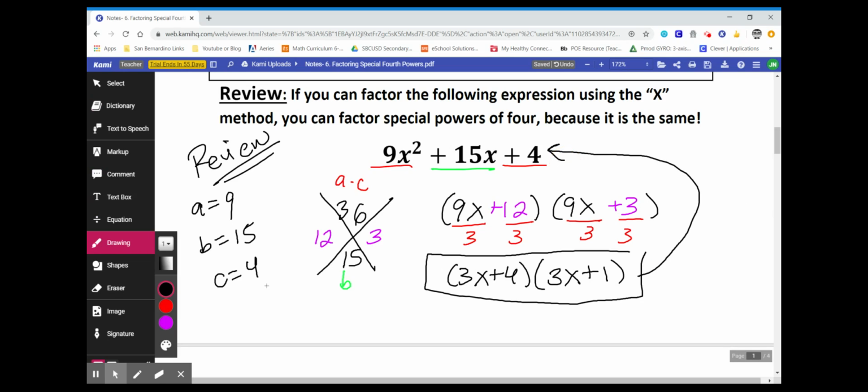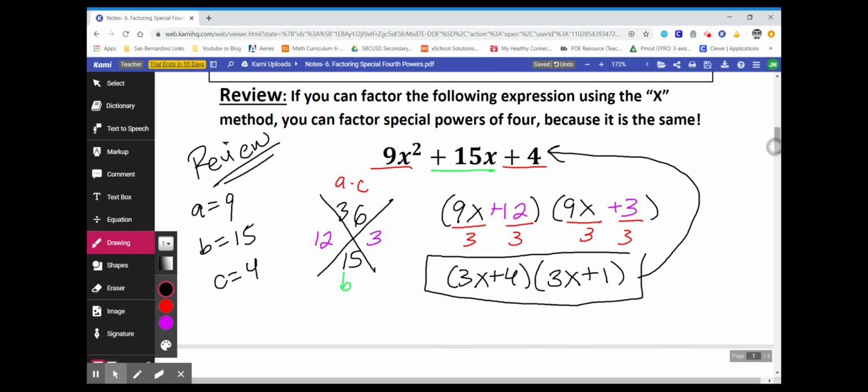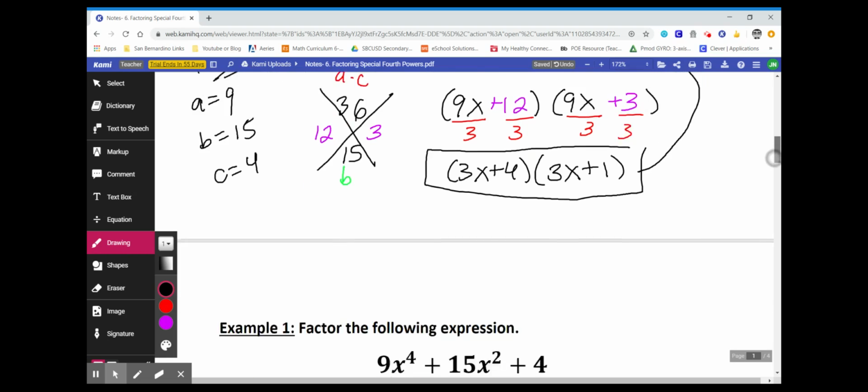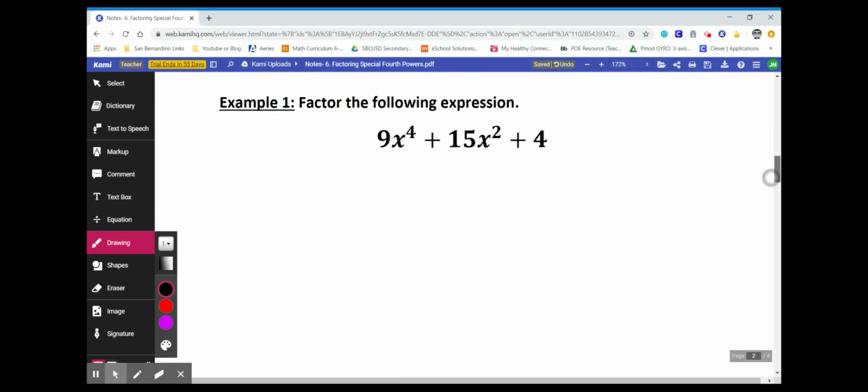Now, you should know this already. If you don't know this, you should go back to another lesson and review how to factor trinomials or factor quadratic expressions, basically, because this is what this is. In today's lesson, we're actually going to be doing something similar. The only difference is that instead of having to the power of 2, we're going to be having something to the power of 4, right?